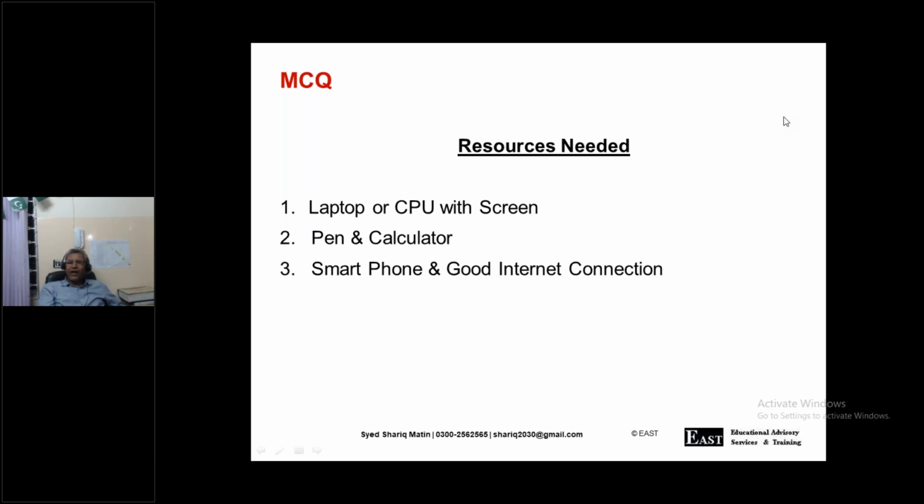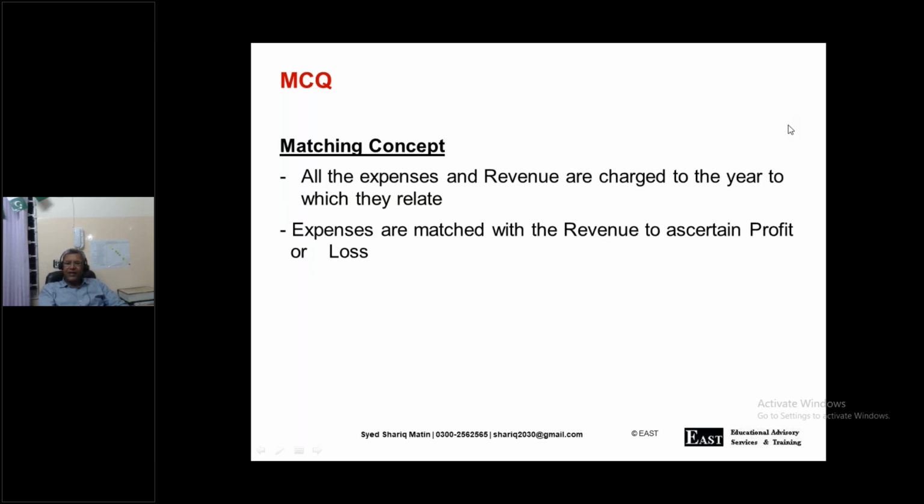Today again we'll be starting with concepts, and mostly we'll be talking about concepts, and we will see how these concepts are applied in MCQs. The first concept is matching. Matching here is you match the revenue with the expenses to calculate the profit. So the revenues are matched with the expenses for that particular period to ascertain the profit or loss. So it's expenses for the year matched with revenue for the year, to calculate the profit or loss. Let's see the first question we have.